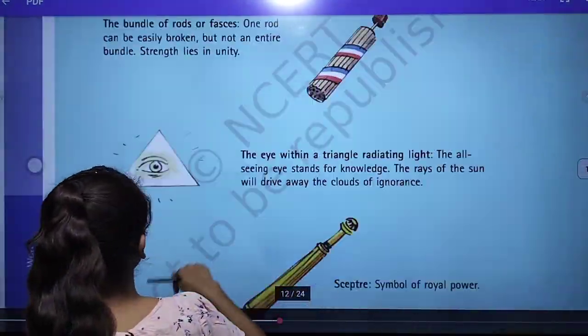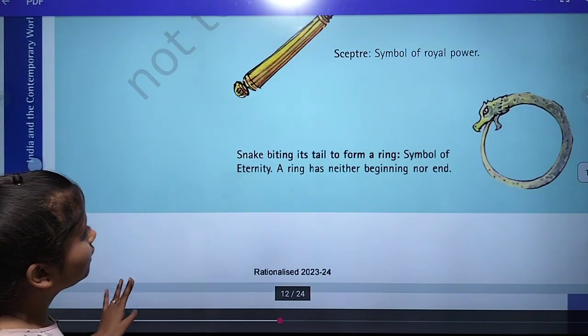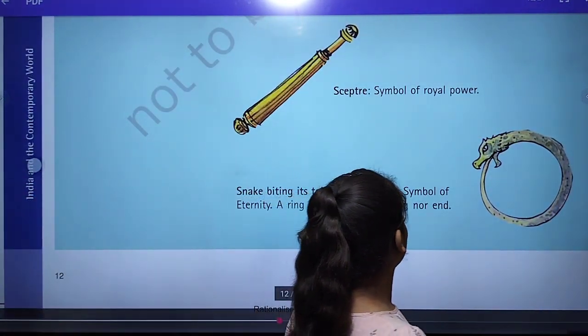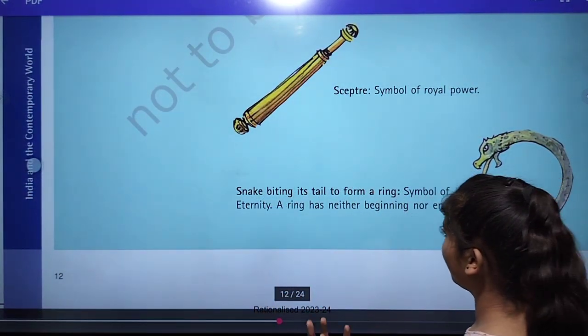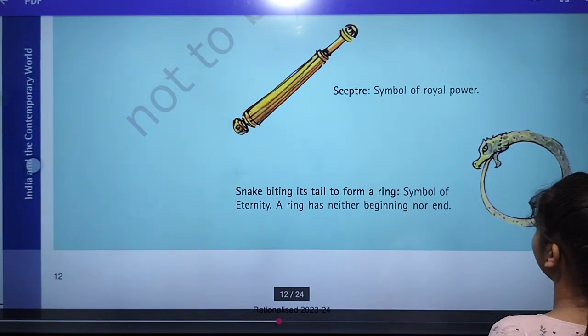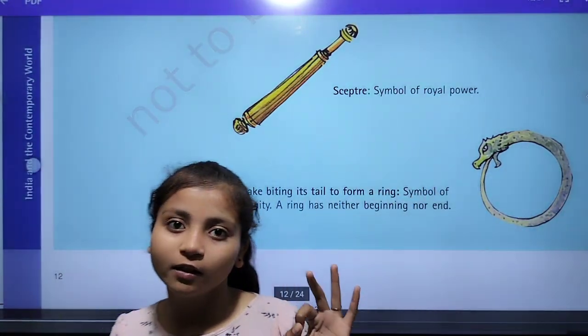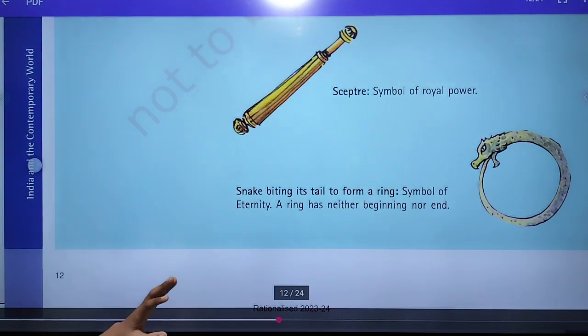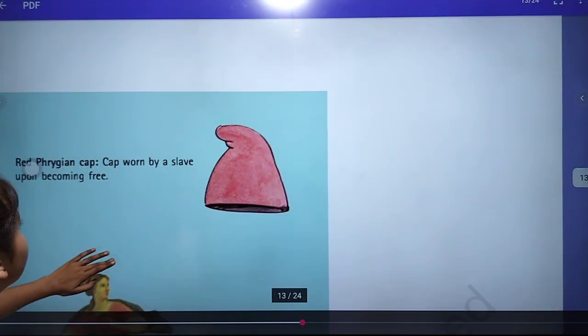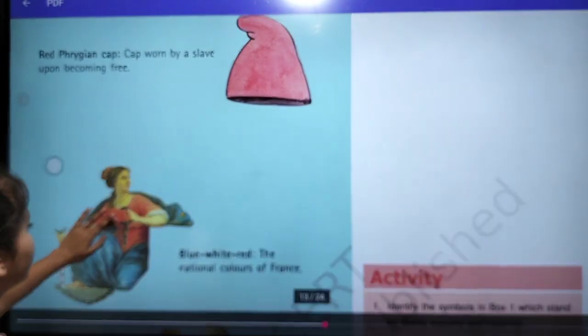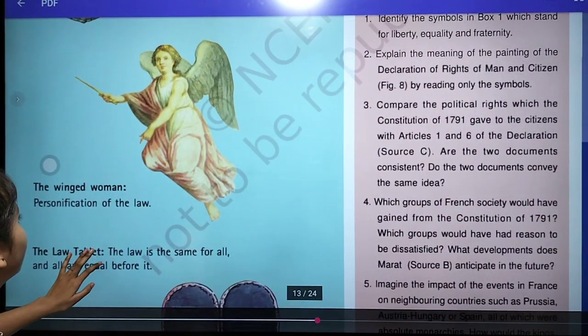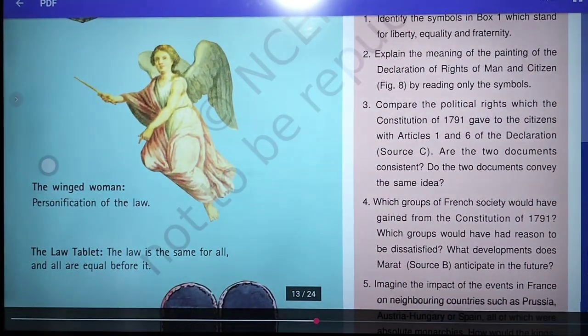The red cap means freedom, and this snake biting its tail forms a symbol of eternity. A ring has neither beginning nor end. Blue, white, red means freedom, and it is the national color of the flag of France.